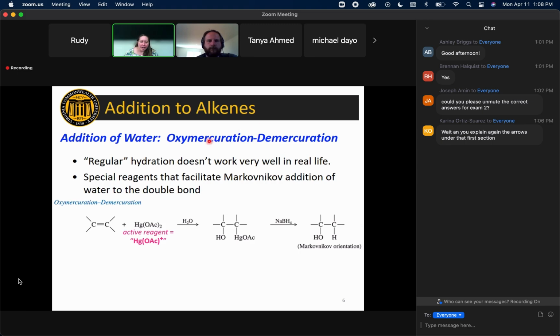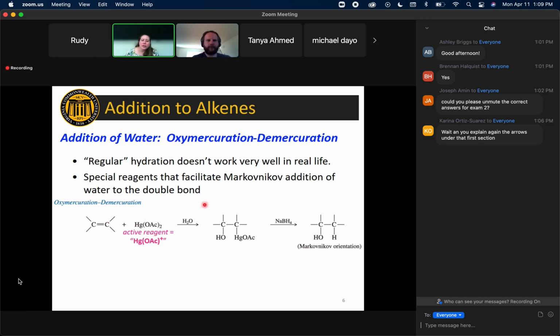And I introduced this on Friday, but I know it was towards the end of class, so I want to go over it fully in detail again here. And that is called oxymercuration demercuration. So this is kind of two synthetic steps that are often done in sequence. And the reason we're going to do this is because that hydration I was just talking about with sulfuric acid doesn't work very well in real life. And so chemists have come up with a different way by using this mercuric acetate reagent, which dissociates to give an active reagent that has lost an acetate and is this positively charged mercury reagent.